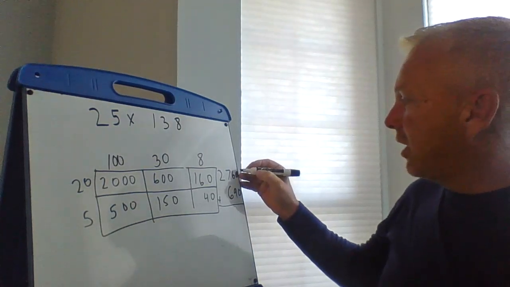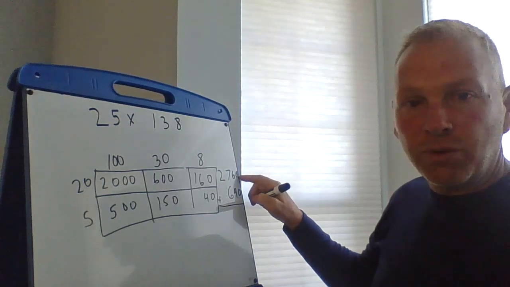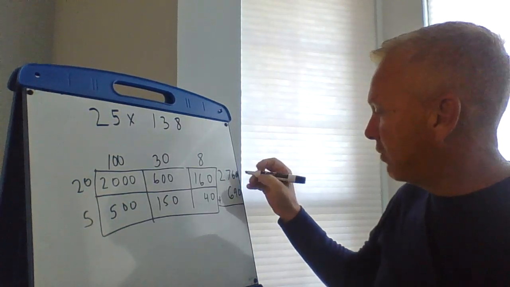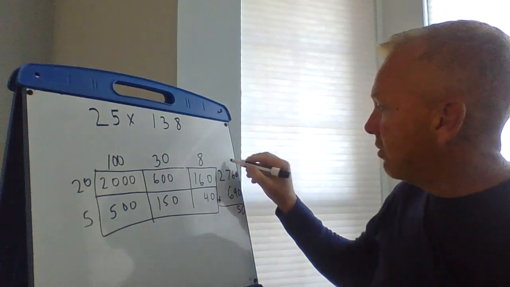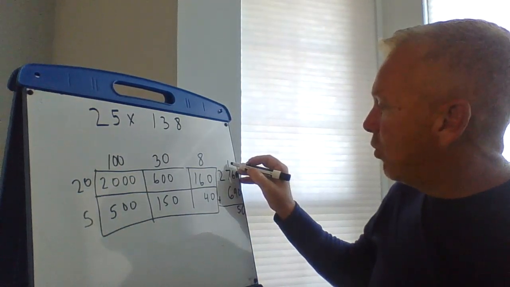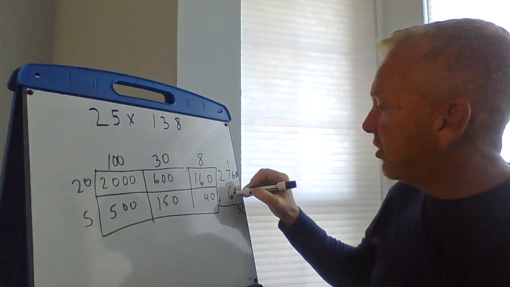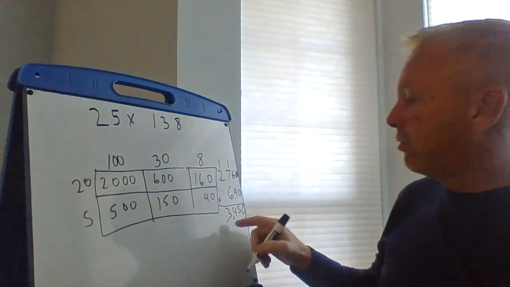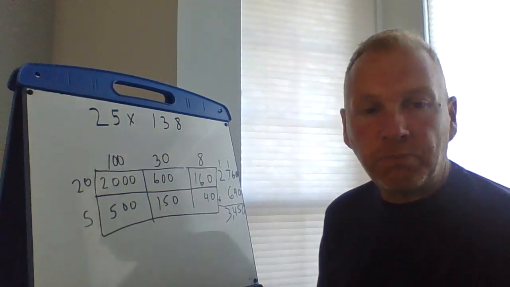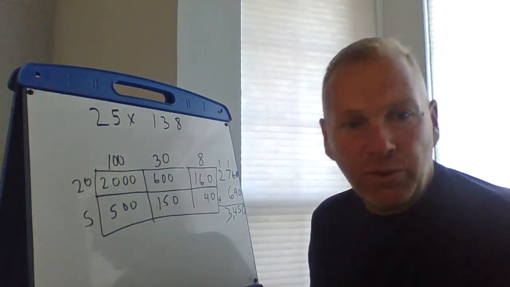So, all right, we're going to add. I'm not sure what's going on there. That kind of fell off the board there, but there's a 0 there. 6 plus 9 is 15, regroup. 1 plus 6 is 7, plus 7 is 14, regroup. So we have 3,450.